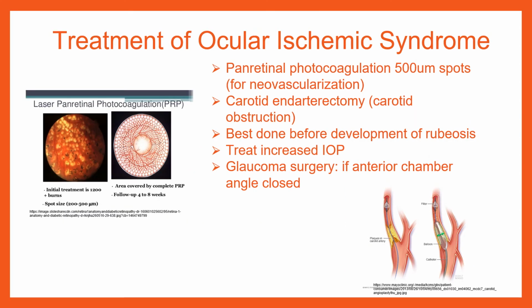The treatment of ocular ischemic syndrome includes pan-retinal photocoagulation, which involves shooting lasers, leaving behind 500 micrometer diameter burn spots on the retina. This is to prevent the progression of neovascularization. Carotid endarterectomy is done to relieve carotid obstruction, and these procedures are best done before development of rubeosis, which is neovascularization of the iris. New blood vessel growth on the iris is dangerous because it could occlude the outflow tract or the trabecular meshwork. This can result in a highly increased intraocular pressure, which can damage other fine structures, including the retina.